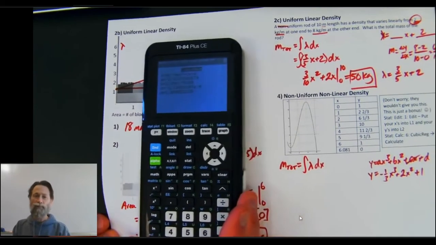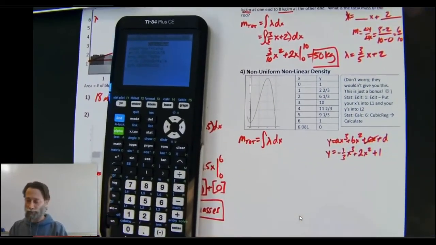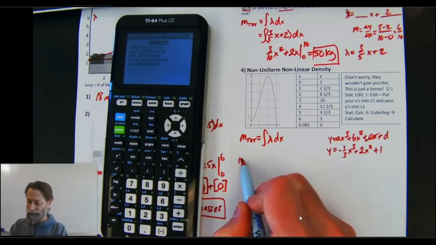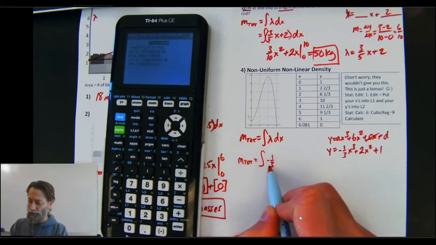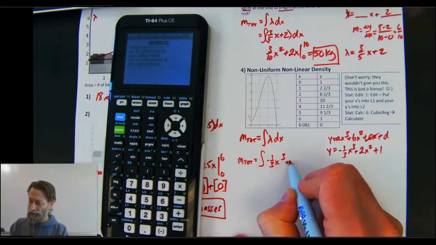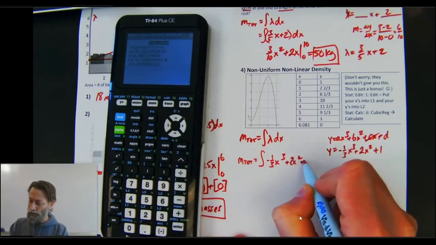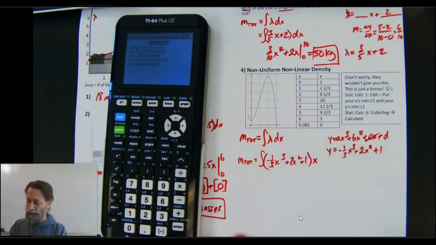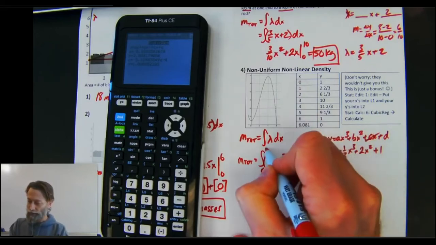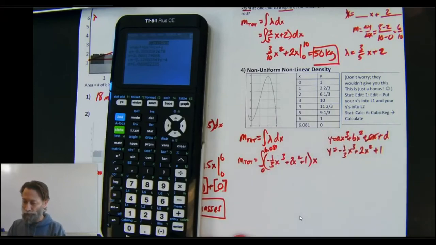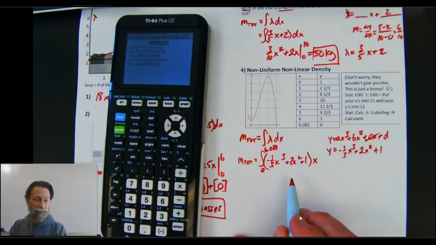And then this problem becomes exactly like all of the other problems that we've done, where it's literally finding the total mass by integrating negative 1/3 x cubed plus 2x squared plus 1 with respect to x. I'm going to take this from x is 0 to x is 6.081. There are a couple different ways you can do that. You can manually integrate this, or you can integrate it using your calculator.